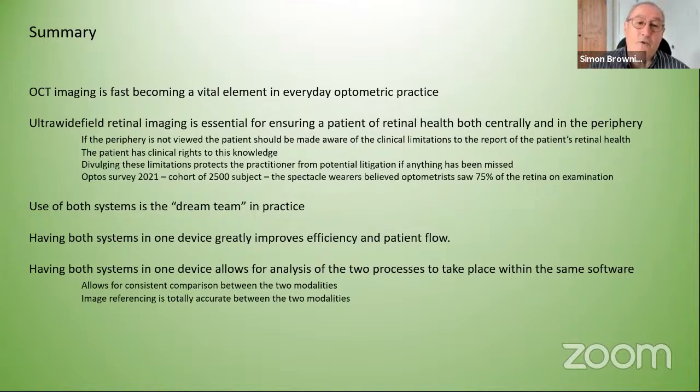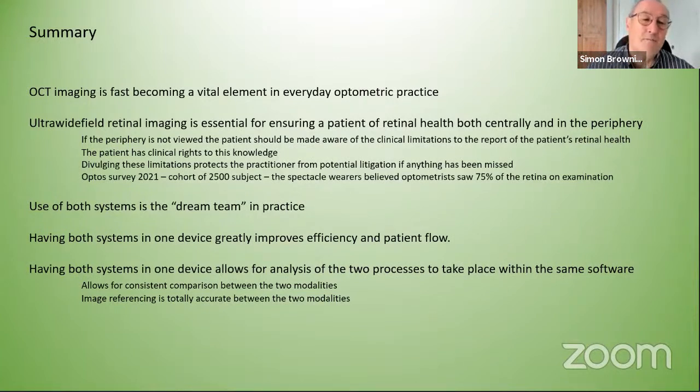This recent survey I've gone on about, the Optos one, within the 2,500 subjects, the spectacle wearers within that cohort believed that we saw 75% of their retina on examination. So that's quite some thought. The people that probably should know, because they come and see us regularly, thought we always saw at least 75%.